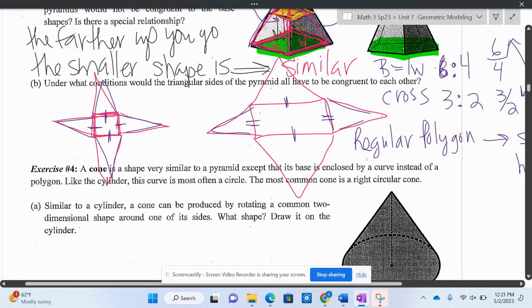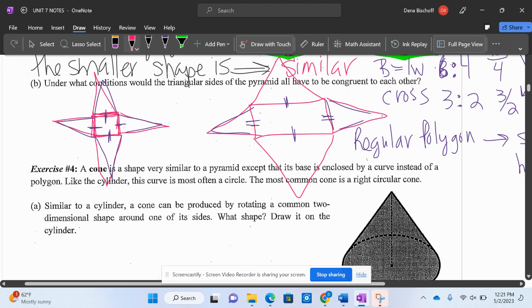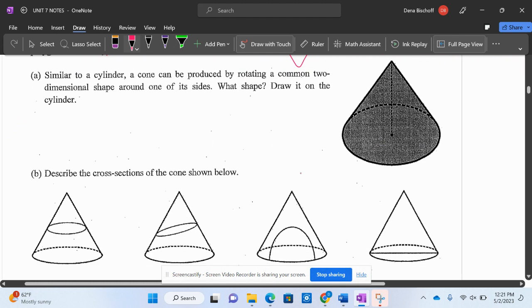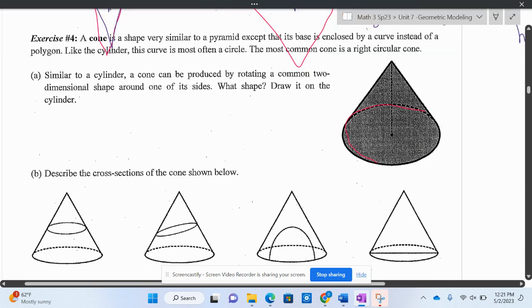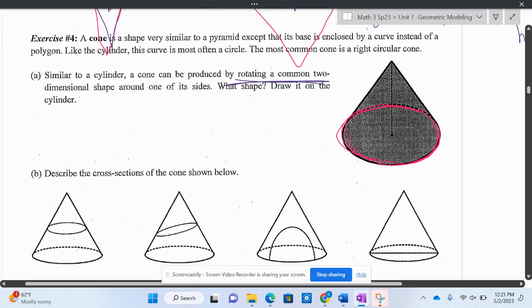Question 4 talks about a cone. A cone is very similar to a pyramid, except that instead of having a polygon base, it has a circular base. Like a cylinder, this curve is a circle, right? Our base is a circle. So it says that a cone, much like a cylinder, can be produced by rotating a common 2D shape around one of its sides.